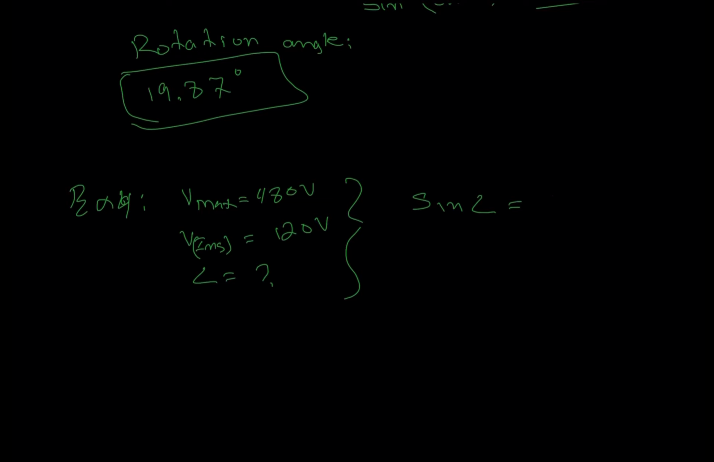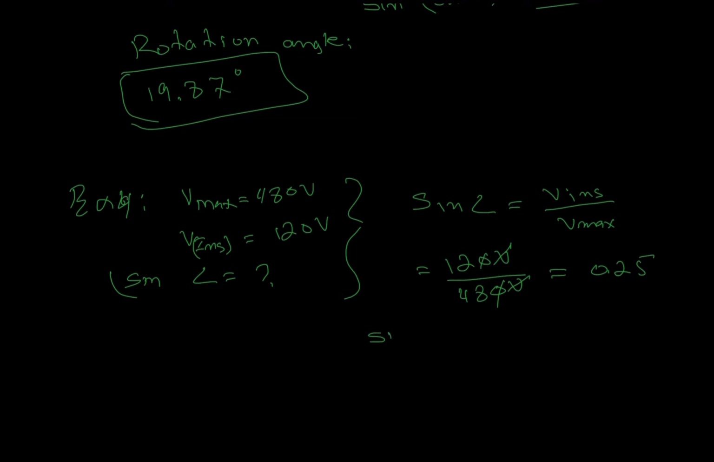Sine of rotation angle is equal to V instantaneous divided by V max. So V instantaneous is given as 120 volts, and V max is 480 volts. Volts will cancel out. We can cancel out these zeros too. So it'll be 12 divided by 48. It'll give me 1/4. It'll be 0.25. Now 0.25 is our sine of that. Sine of rotation is 0.25, which is the value for this angle.